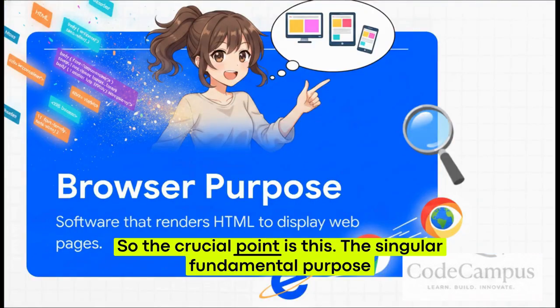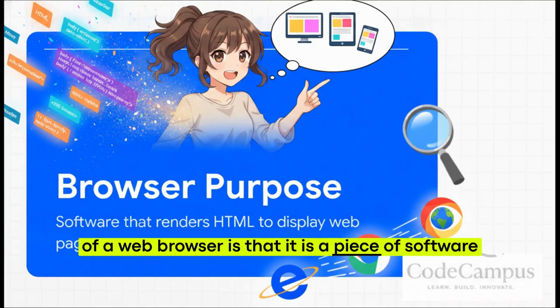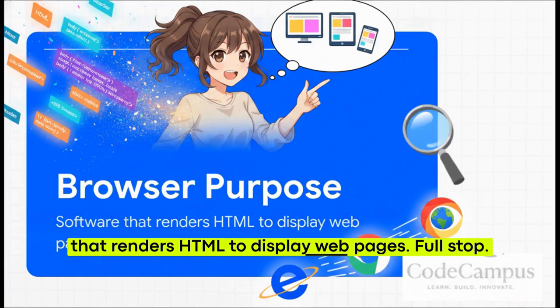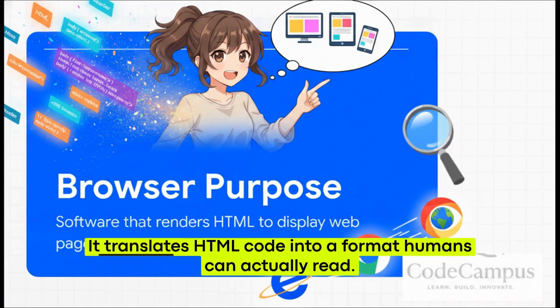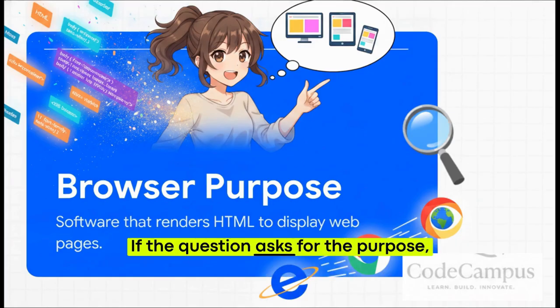So, the crucial point is this. The singular, fundamental purpose of a web browser is that it is a piece of software that renders HTML to display web pages. Full stop. It translates HTML code into a format humans can actually read. If the question asks for the purpose, this is your one and only answer.